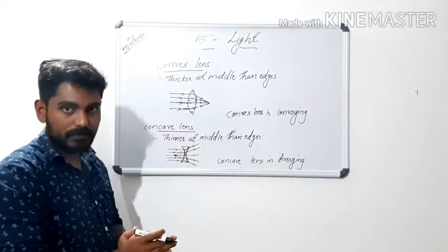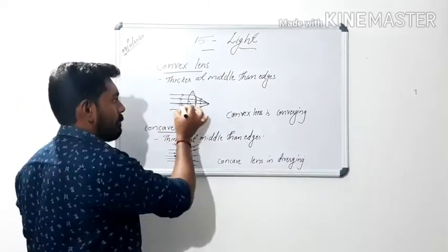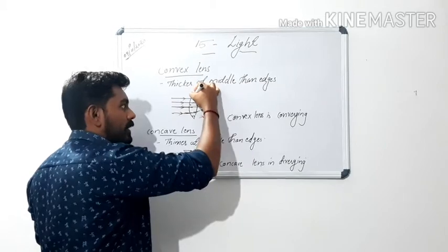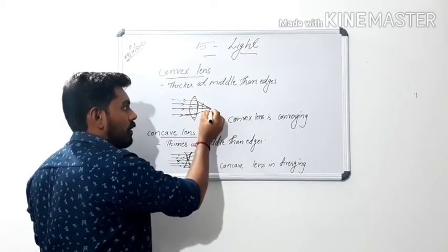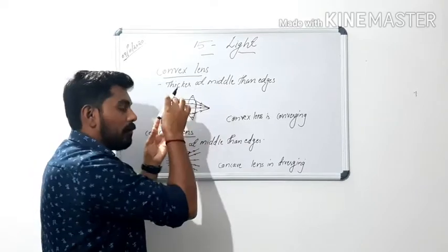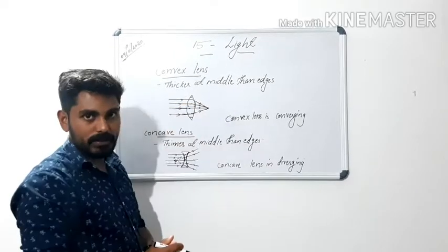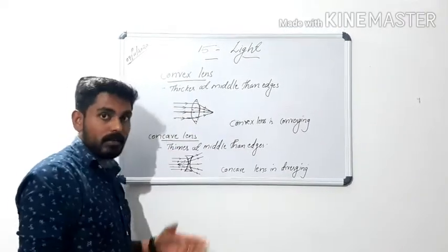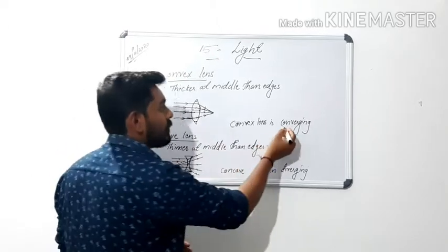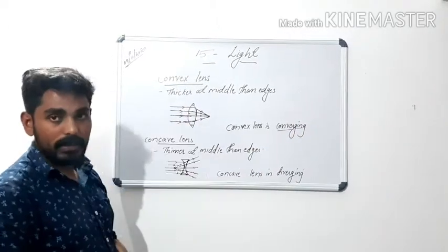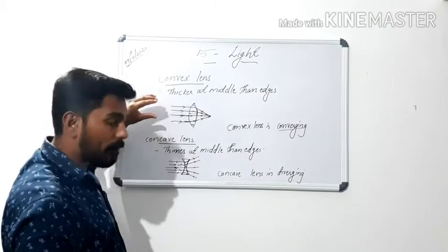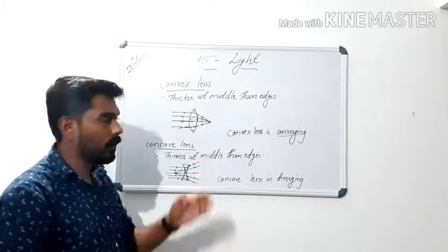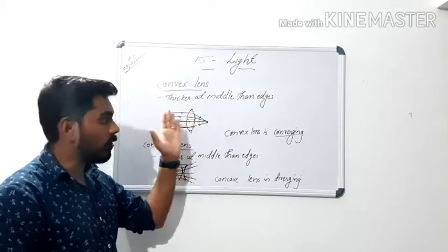In the case of a convex lens, many parallel rays come from the object or source and pass through the lens, and the rays all focus at a point. They meet at a point. So the convex lens is also called a converging lens. The parallel rays pass through the lens and converge at a point. Converging means meeting at a point. That's why it is called a convex lens or converging lens.